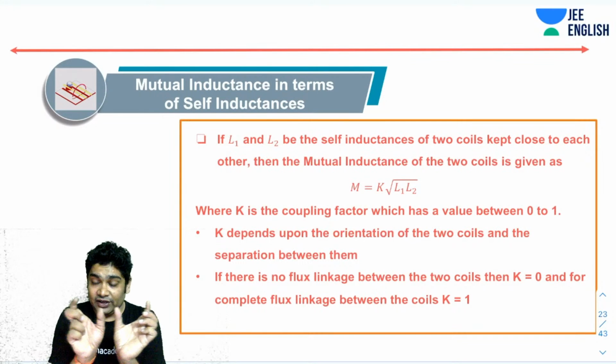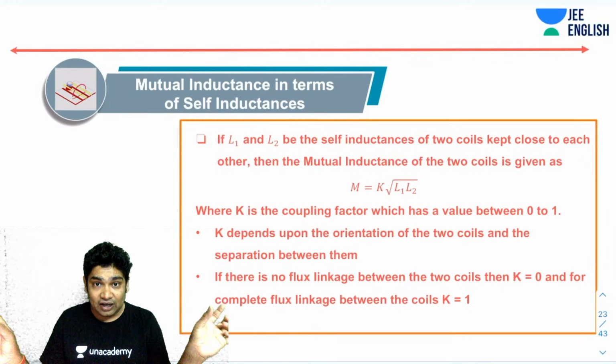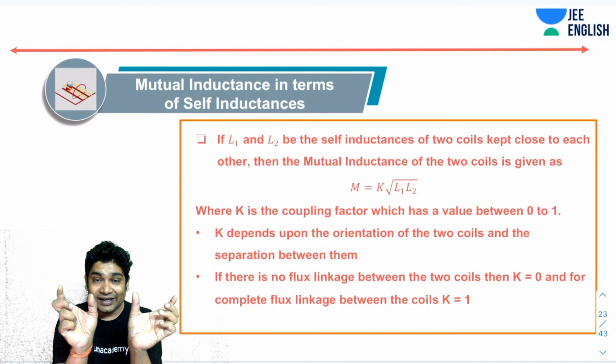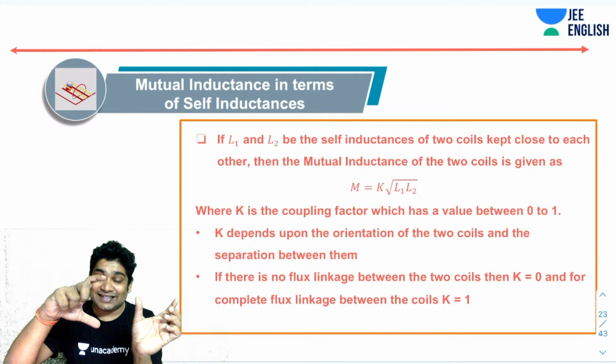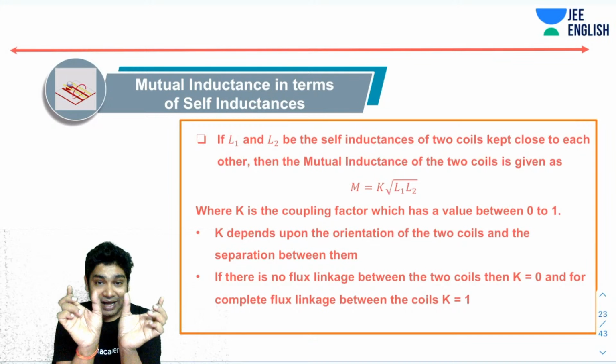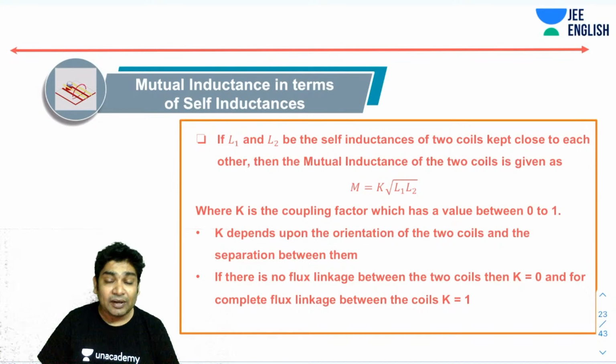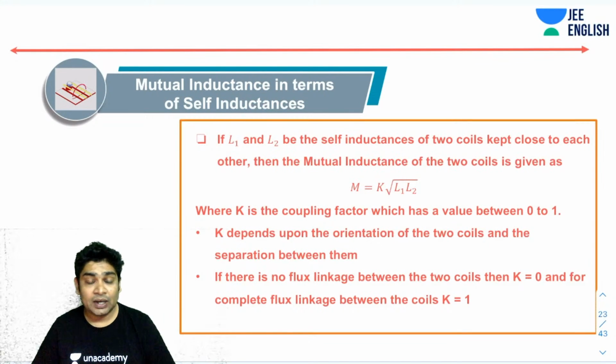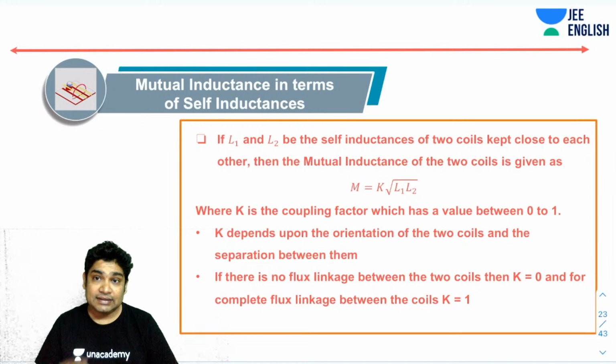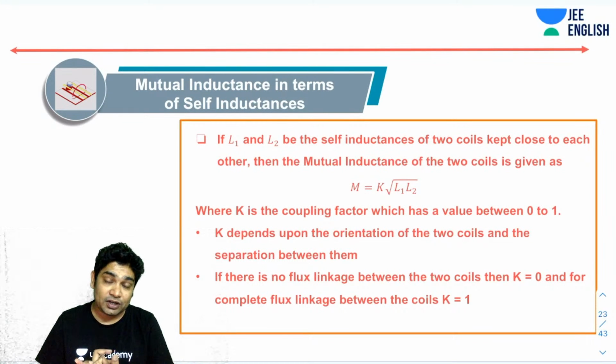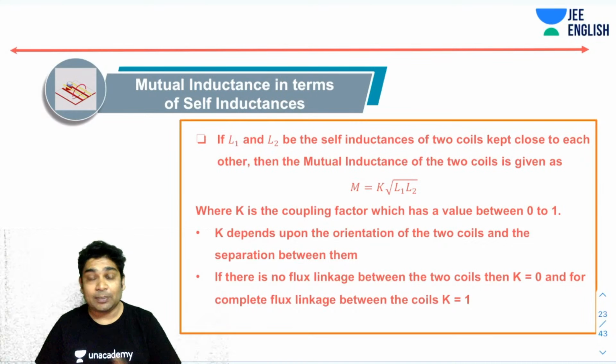So if the two coils are very close to each other, or very far, and how they're oriented. So maybe one is like this, one is like this, then the coupling factor would change. If both are parallel, then the coupling factor would change. So coupling factor depends on two essential components. One is the relative orientation of the two coils. Second is the relative separation of the two coils.